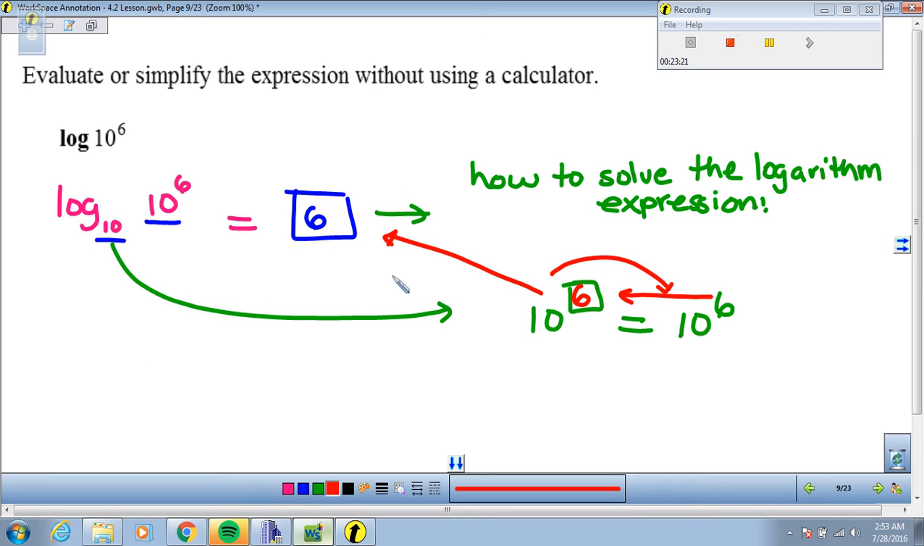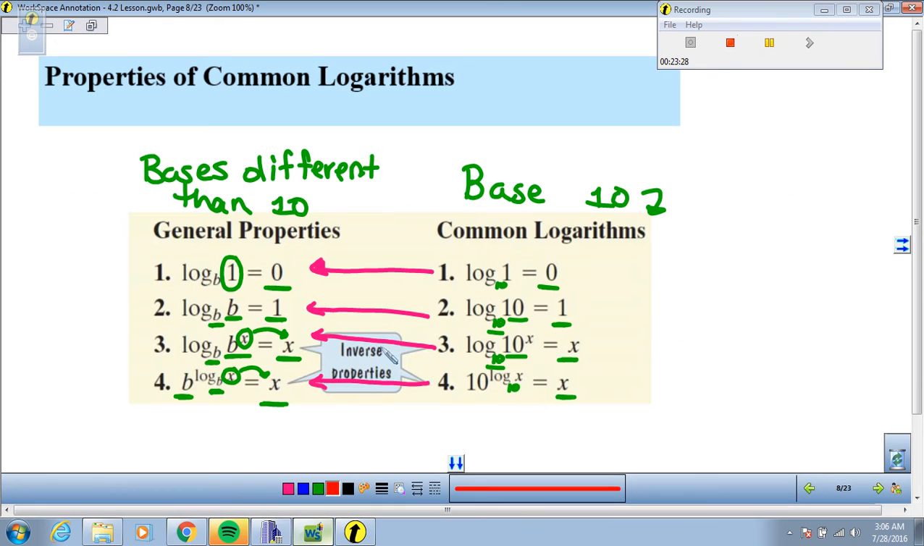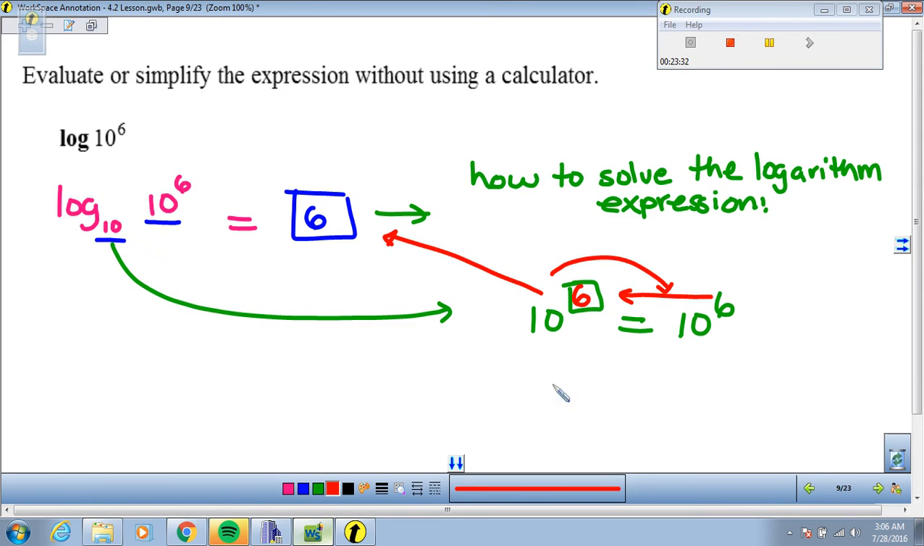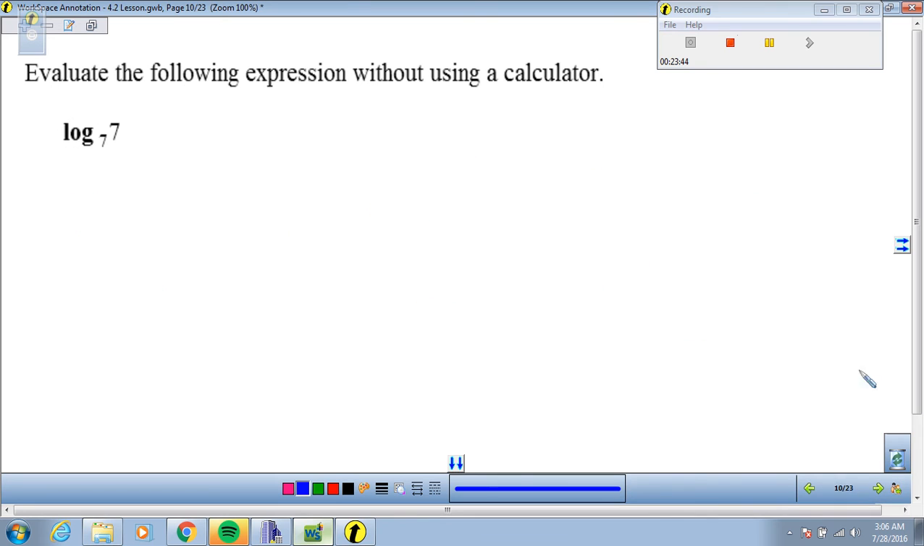So it's kind of simple, but at the same time, if you try to memorize these general properties or these common logarithms when the base is 10, the answer comes out even faster. Instead of thinking, how do I solve this and how do I do it, just learn the properties and the common logarithms. Okay. Here we have a base.